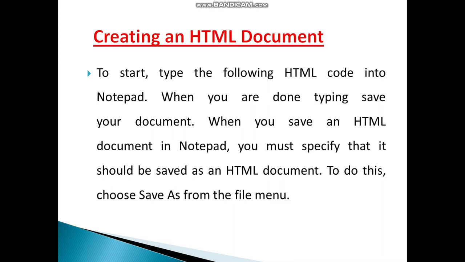When you save an HTML document in Notepad, you must specify that it should be saved as an HTML document. If you are simply saving, it will be saved as a text file only. So you have to remember, you should use the .htm or .html extension. You have to specify it, because you are working in a text editor. Otherwise the text editor automatically saves with its own extension. So you have to change the extension and save the file. To do this, choose the Save As option from the File menu.